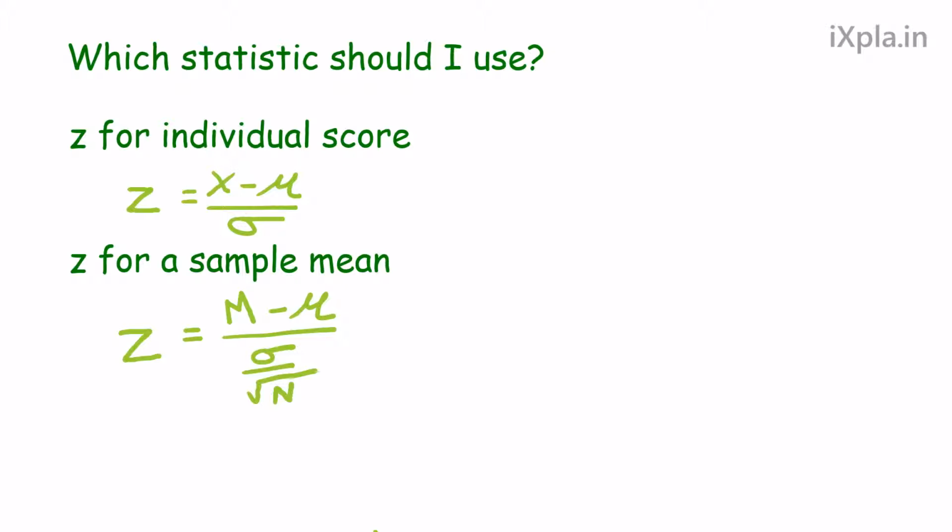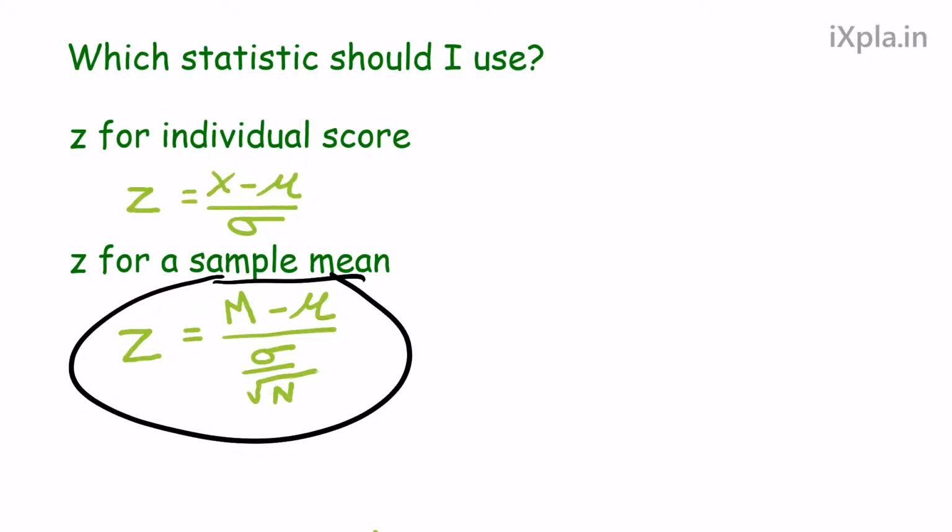When you read a research situation and they say anything about a sample mean, what's the probability of sampling a sample mean that is less than 50, for example? You want to use this equation. I mean, it's got a mean in it.